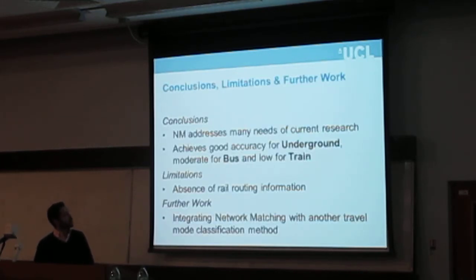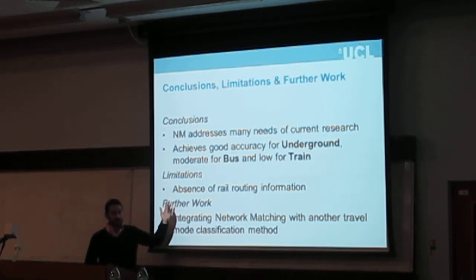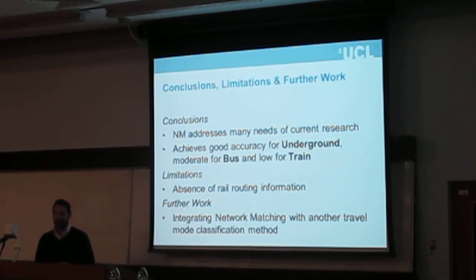So the talk is really short, and that's the final slide. Good news. The conclusion is that network matching addresses many needs of current research. Lots of applications regard this small thing as key to solving lots of issues or cleaning data in lots of ways. According to our tests, it achieves very good accuracy for detecting underground movement, moderate for the bus, and obviously low for the train, which brings me to the limitation: the absence of rail routing information in the OSM dataset.